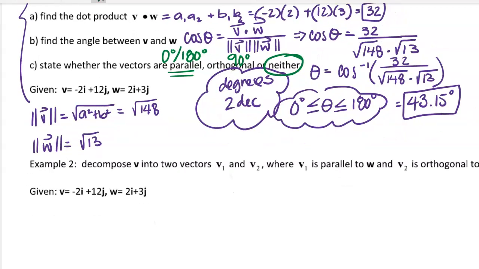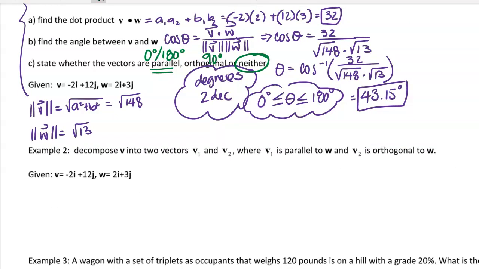Example two. Okay. Jasmine, can you help us read the example two instruction? Example two: decompose vector v into two vectors, vector v1 and vector v2, where v1 is parallel to w and v2 is orthogonal to w. So v1 is parallel to w and v2 is perpendicular, orthogonal to w, okay?